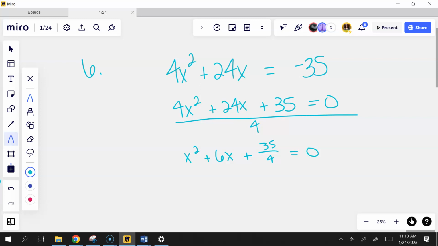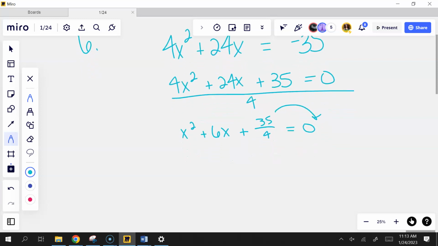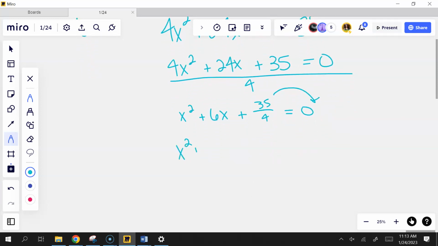All right. Is 35 over 4 a good C or a bad C? Bad. We don't like it. It's nasty, right? It's not even a perfect square. It's never going to be a perfect square. So let's move it. I'm going to leave a hole on both sides.